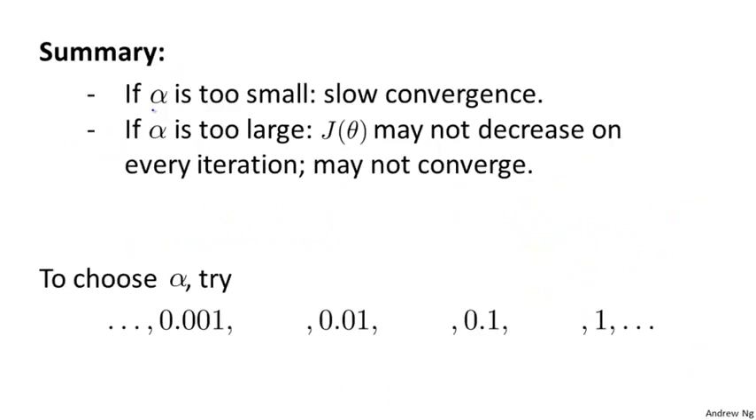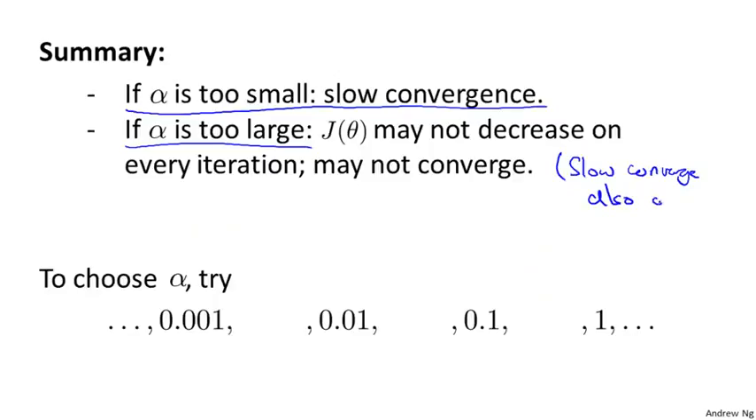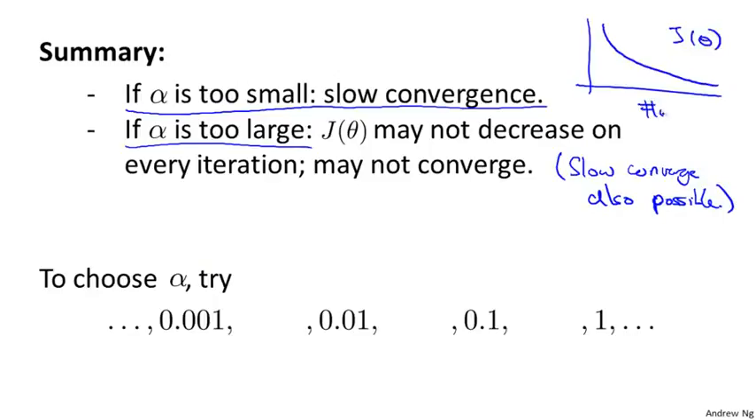To summarize, if the learning rate is too small, you can have a slow convergence problem. If the learning rate is too large, J of theta may not decrease on every iteration, and it may not even converge. In some cases, if the learning rate is too large, slow convergence is also possible, but the more common problem is that J of theta may not decrease on every iteration. To debug all of these things, plotting J of theta as a function of the number of iterations can help you figure out what's going on.